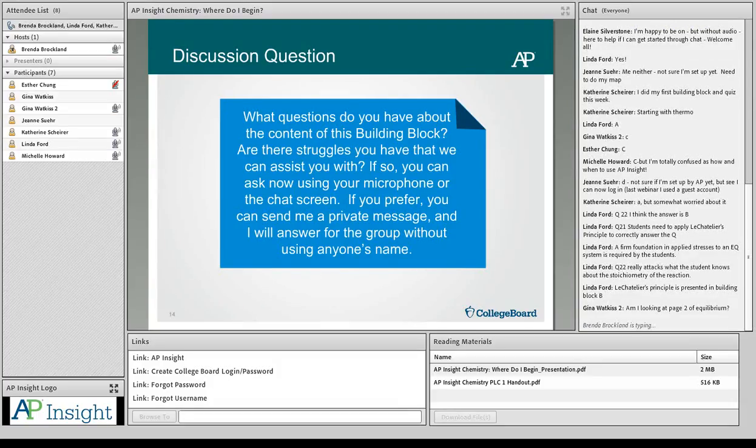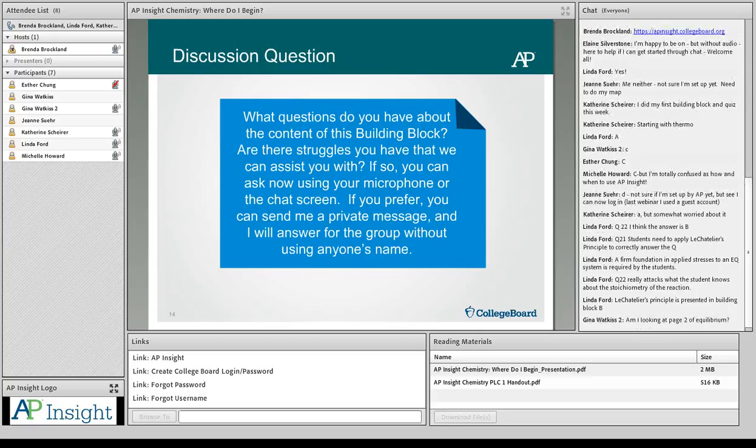And Linda is pointing out that it is linked to building block 2. Absolutely, I agree. We're going to just stick with building block A, which is pages 2 and 3 of your guide to the challenge area. Okay, so you might not have any questions or be willing to share, and that's totally understandable.